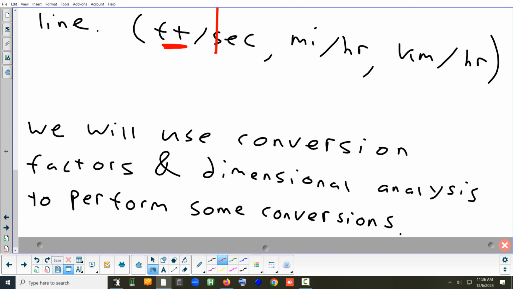Feet in a yard, please. How many feet in a yard? Anyone? Yep, 3. There are 3 feet in a yard.